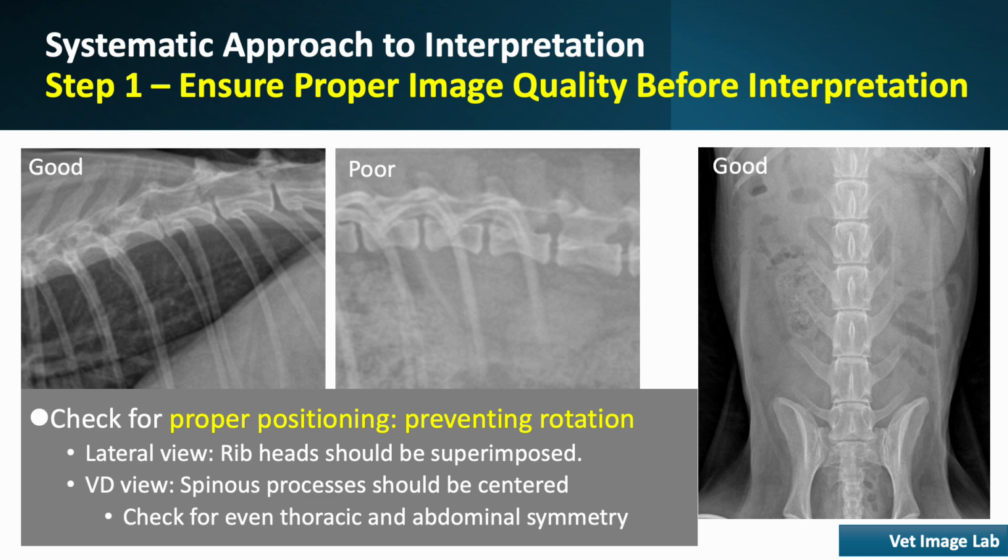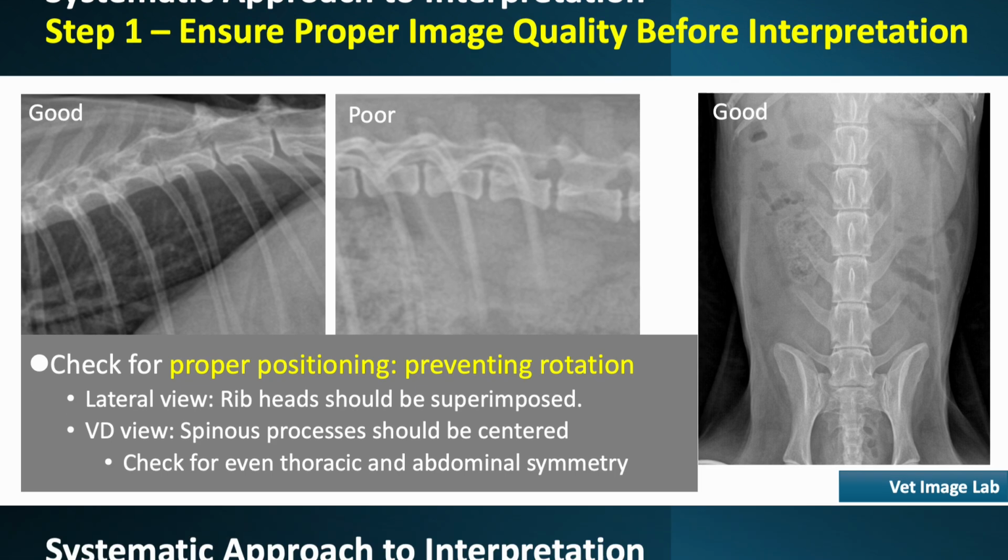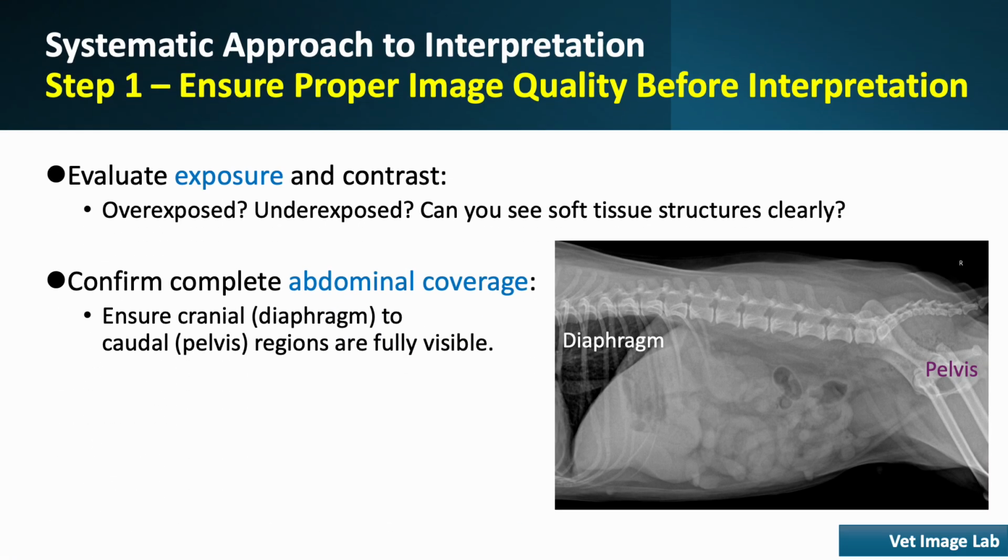In a ventrodorsal view, the spinous processes should be centered. If they appear off to one side, the patient is rotated, and the radiograph won't be accurate. And most importantly, the thorax and abdomen should be symmetrical to avoid distortion. Next, we need to check the exposure and contrast of the image. If the radiograph is overexposed, soft tissue structures will appear too faint, making it hard to evaluate organ details. If it's underexposed, everything will look too white, and we won't be able to differentiate between soft tissues.